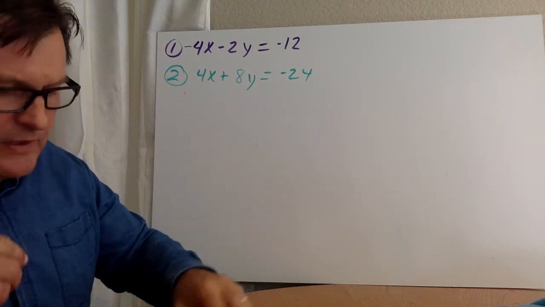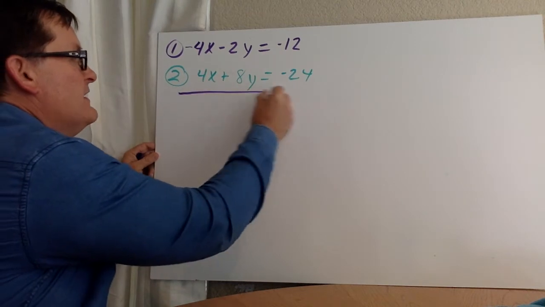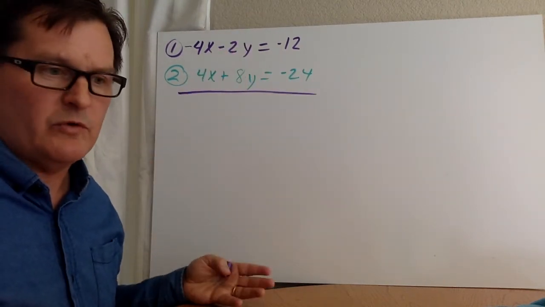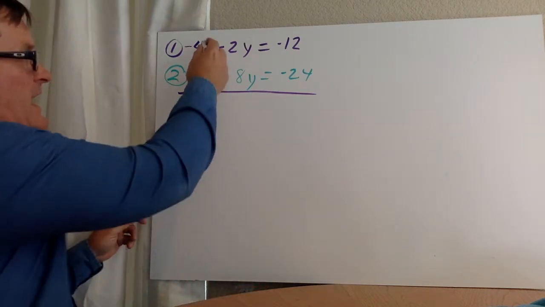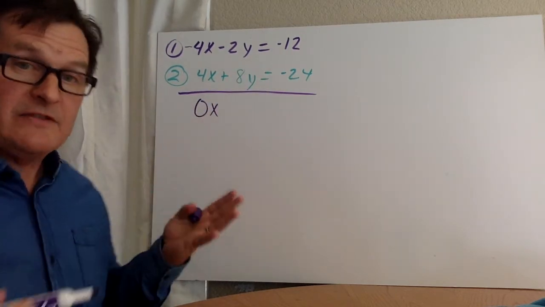And here's why. When you eliminate, you basically just add these at some point. You just add this system of equations, just like an addition problem when you first learned to add using the standard algorithm. So I'm just going to add negative 4x plus 4x, and I end up with 0x. That's what we want to happen.